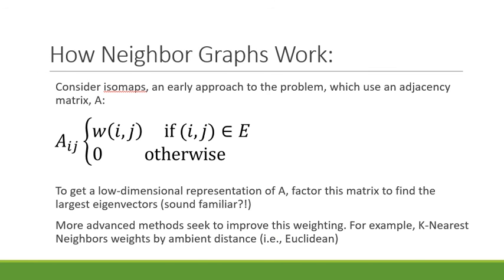If you know anything about isomaps, that would be an early approach to the neighbor graphs problem. We're still using eigenvectors, but more advanced methods work on improving the weighting. K nearest neighbors weights by Euclidean distance or ambient distance, for example. Whenever you hear about k-means clustering or k nearest neighbors, this is where all of those techniques originate, from these calculations meant to help with dimension reduction.